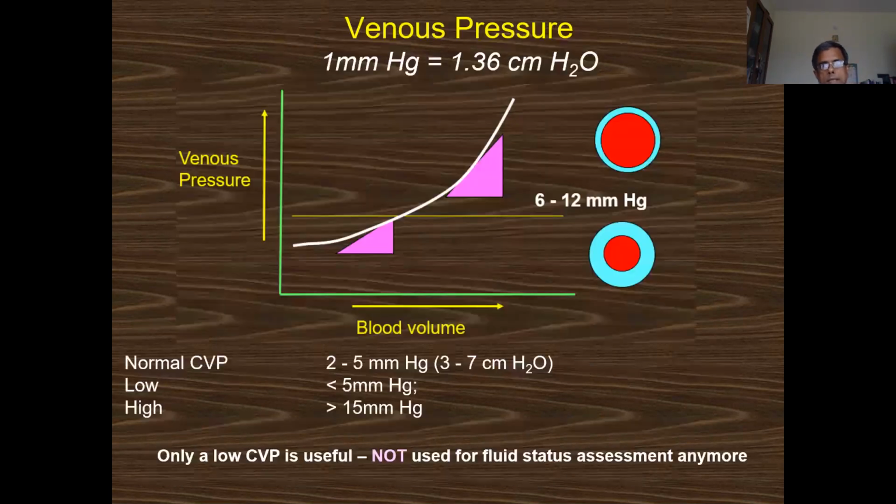Now on to the venous side. If you look at the venous pressures and the blood volume, the rise in venous pressure is not a straight line, it's a curve. It rises very slowly when it's fully collapsed, and then slowly it starts rising and then rises very steeply towards the end. So low CVP is less than 5, high is more than 15.